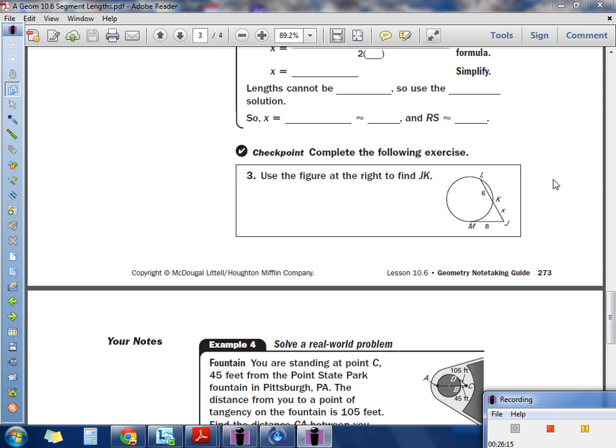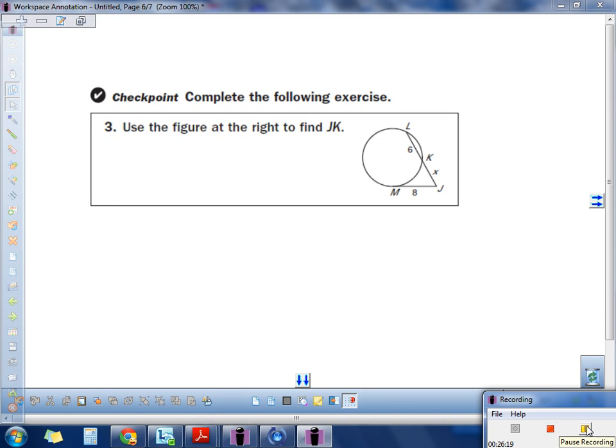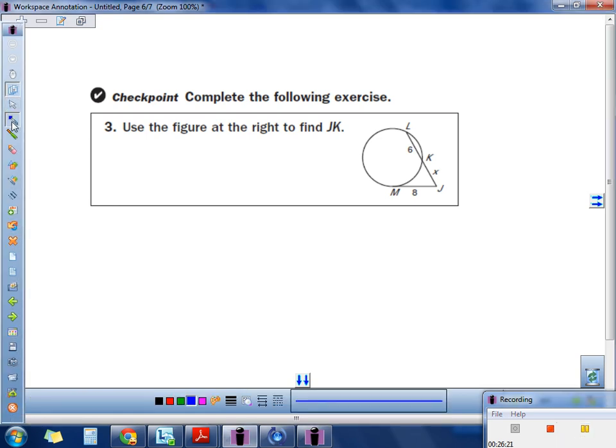Try out this checkpoint. It should be very similar to example 3. I'll give you a little bit of time. Here we go. I'm going to go kind of quick on this one. First thing we need to do, find the tangent piece. That's the 8. Point to circle times point to circle. That's 8 times 8, or 8 squared.